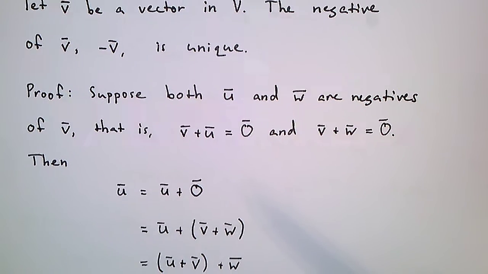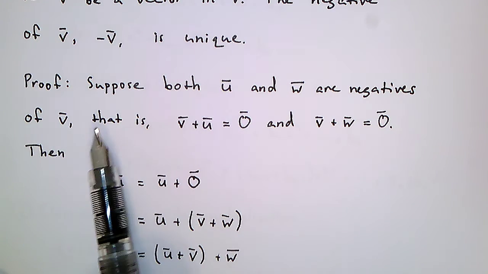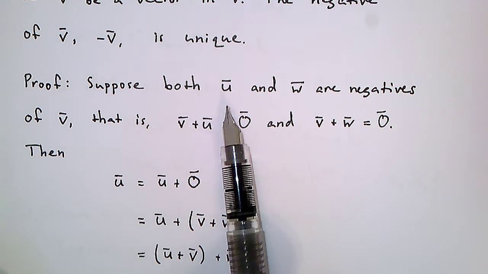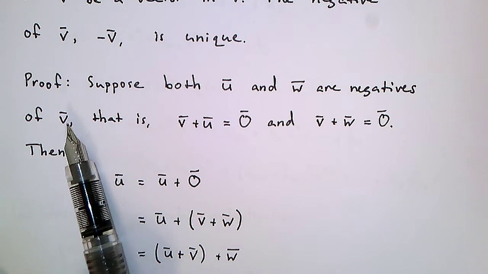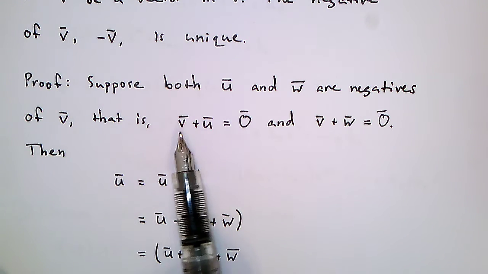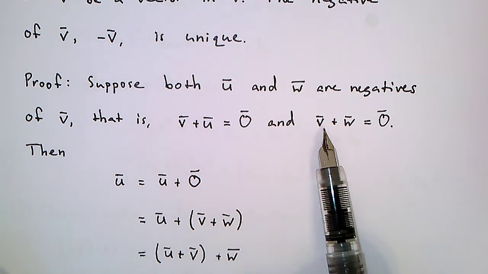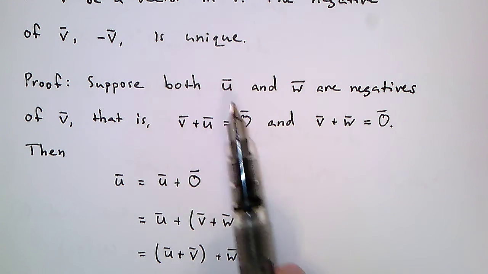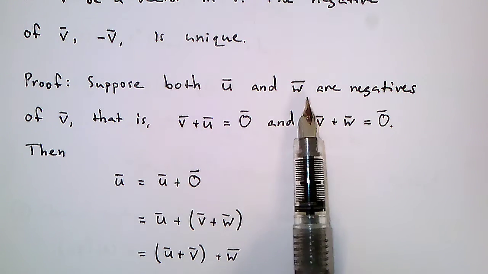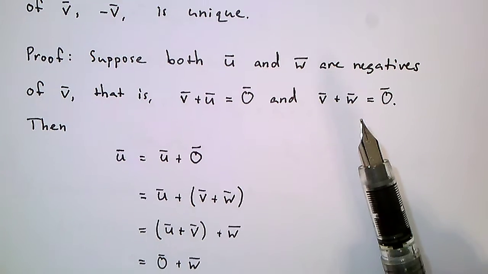So let's do this proposition, and I'll let you read the proof of the theorem on your own. So in the proposition, what I'm going to do is suppose that I have two different negatives of v. So both u and w are vectors, and they're both negatives of v. So what that means is if I have v plus u, I get 0, and if I have v plus w, I get 0. And what I want to do is show that these are actually the same to begin with. So u is equal to w. And here's how we go about that.